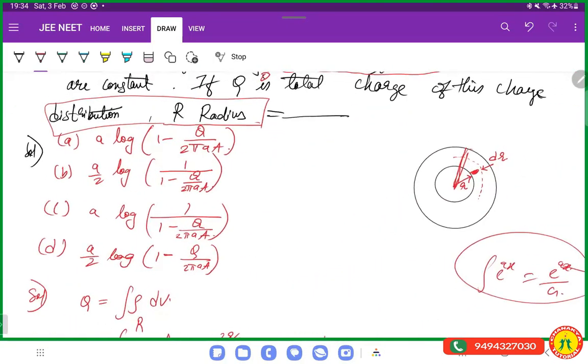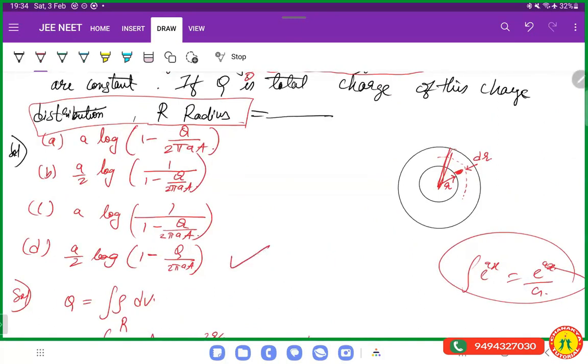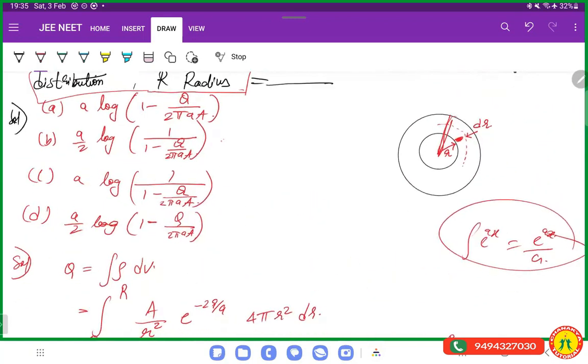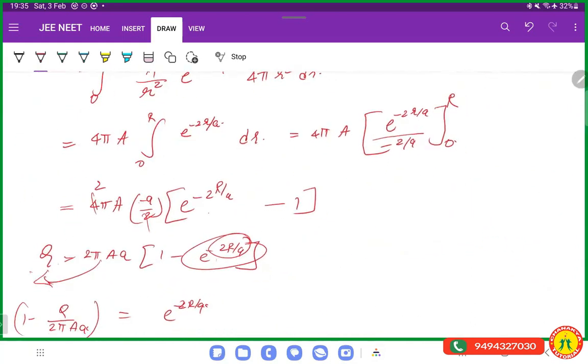So which option is this? A by 2. Option D should be the correct. No. B is also same. Sorry, not this one. 1 by, no? So 1 by means this one. B. See this one, it has A by 2 and we also have A by 2.